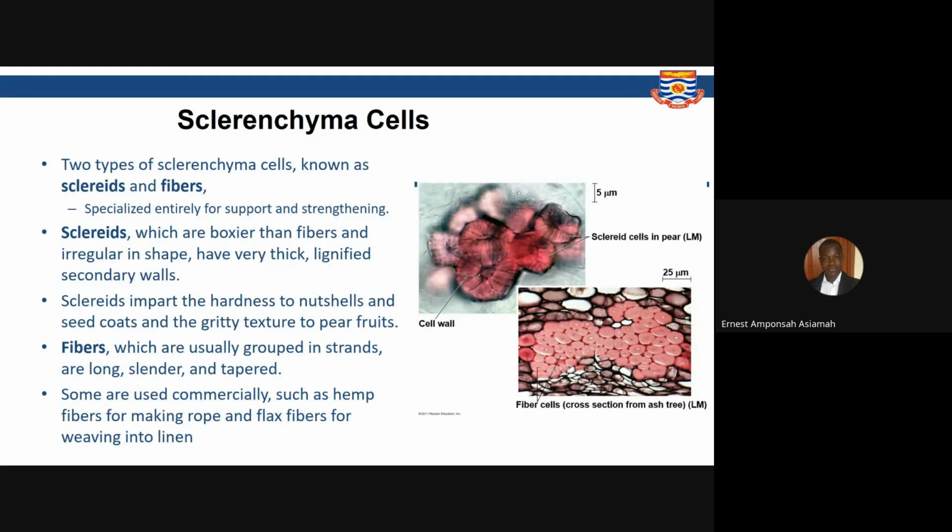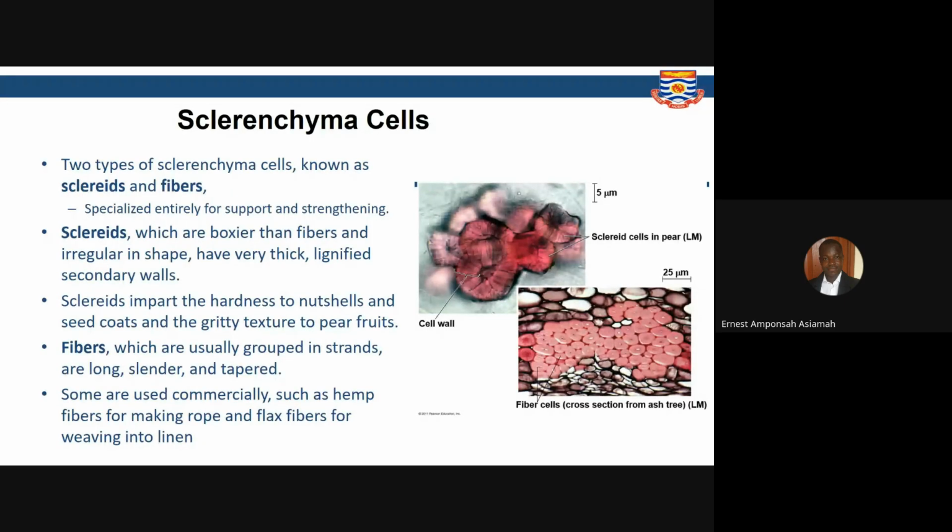A typical function of sclerites in plants is the hardness that we find in nut shells. And sometimes you have a seed coat, and the gritty texture of pear fruit. So the hardened nature of these plant parts is attributed to the sclerites.